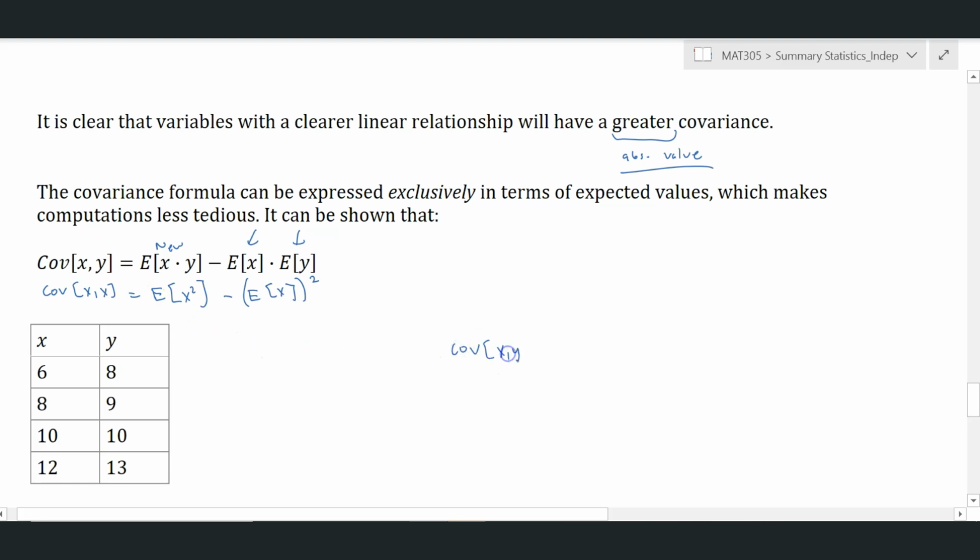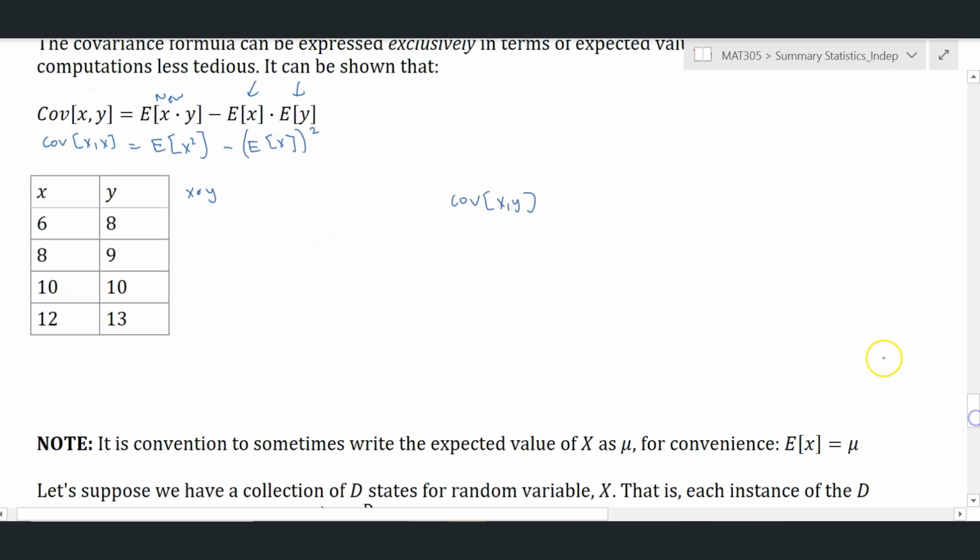What we are going to need is the expected value of x times y. So I'm going to need a column for x times y. I need to get those products, and then I'll just average those products together. It's basically what this amounts to. So here we'll get 48, here we'll get 72, 100, and 12 times 13 is 156.